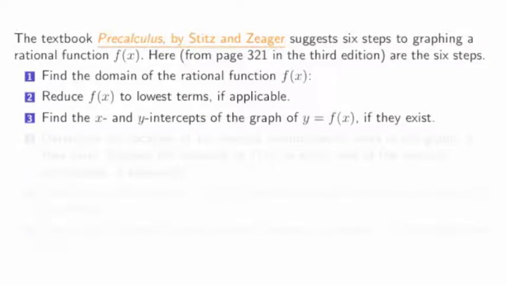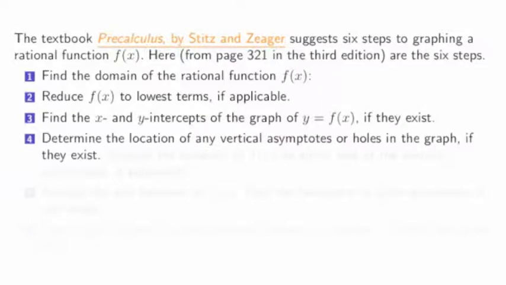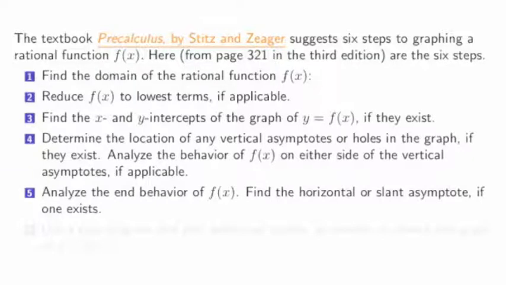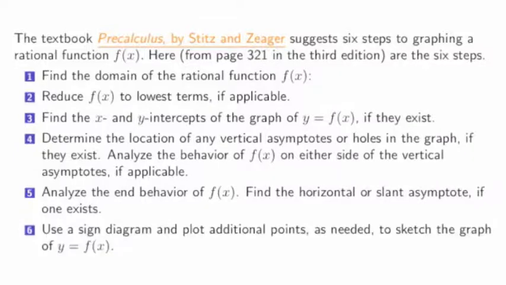y intercepts, if they exist, determine the location of any vertical asymptotes or holes in the graph, if they exist, and then analyze the behavior on either side of these asymptotes. Analyze the end behavior of the rational function, and as you do that, find the horizontal or slant asymptotes if they exist. Use a sign diagram and plot any additional points as needed to sketch the graph.